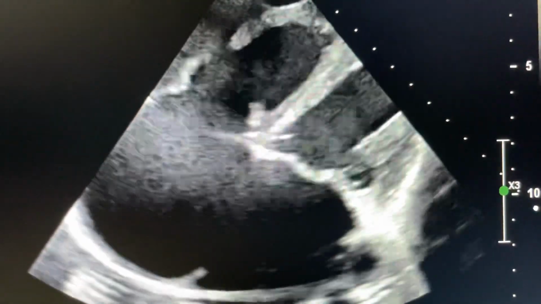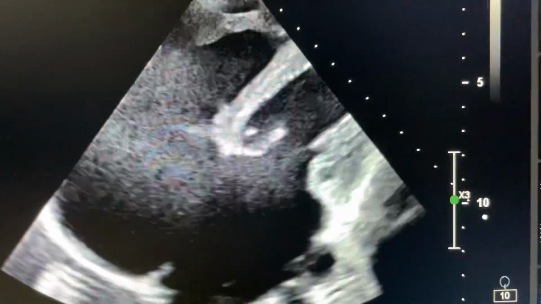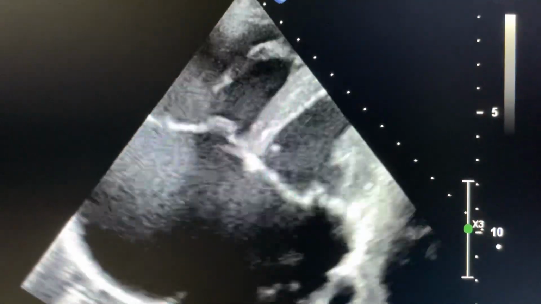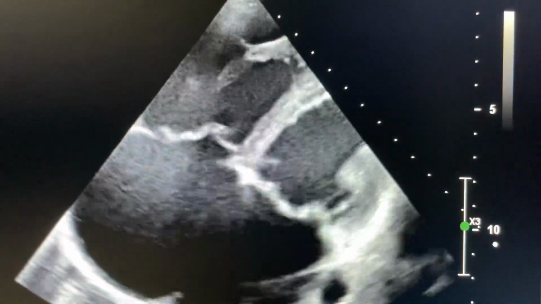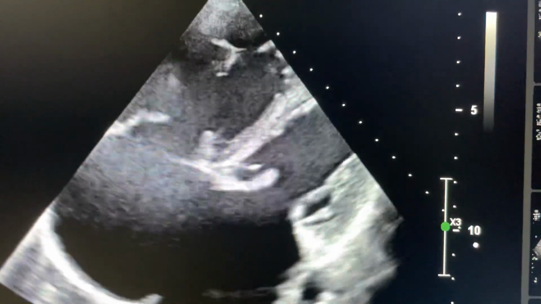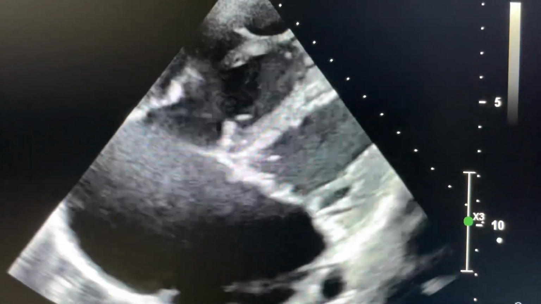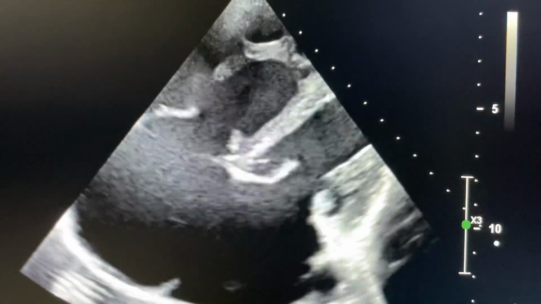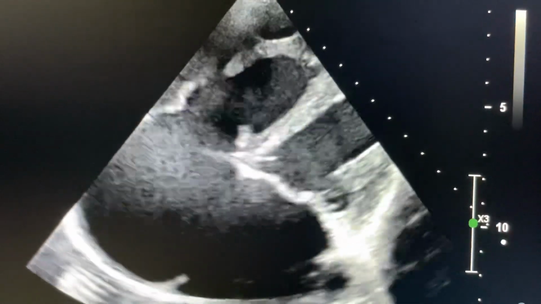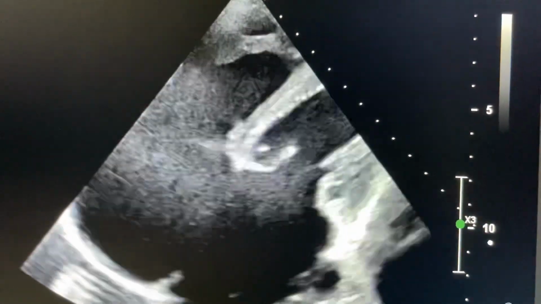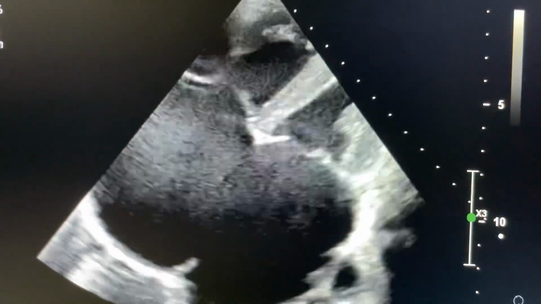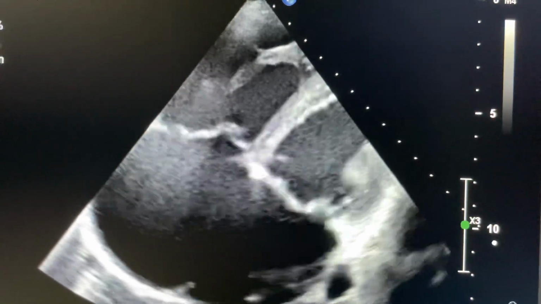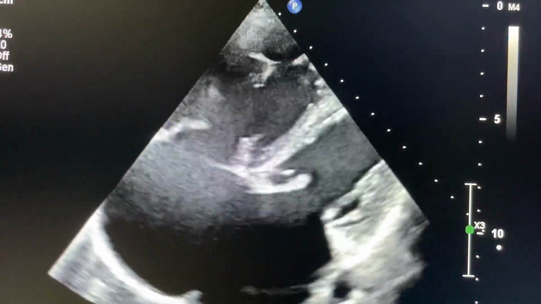Second thing, you have to find out the crux of the heart, or you can say the valve from where it arises. In the case of tricuspid and mitral, it should not be the same point. If it is not the same point, in that case it is ostium secundum ASD. If it is from the same point, in that case it means ostium primum ASD. Ostium primum ASD means both the mitral side and tricuspid side of the valve originate from the same point.